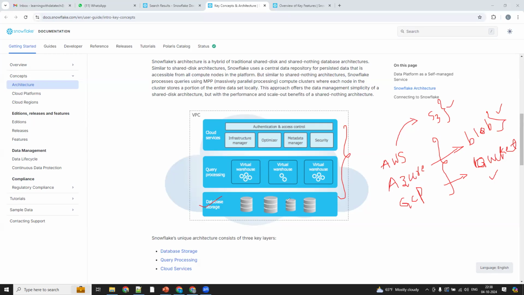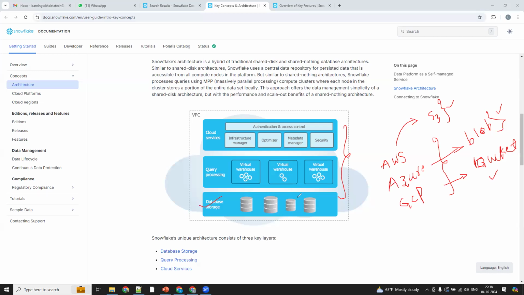So in order to create a Snowflake account, you don't need to create an account for AWS, Azure, or GCP. They will create an account in the backend and store that data. You don't need to worry about that. You just need to create an account with Snowflake. That's it. They will take care of the backend things. Why do we need to worry about that? That is about the data storage.